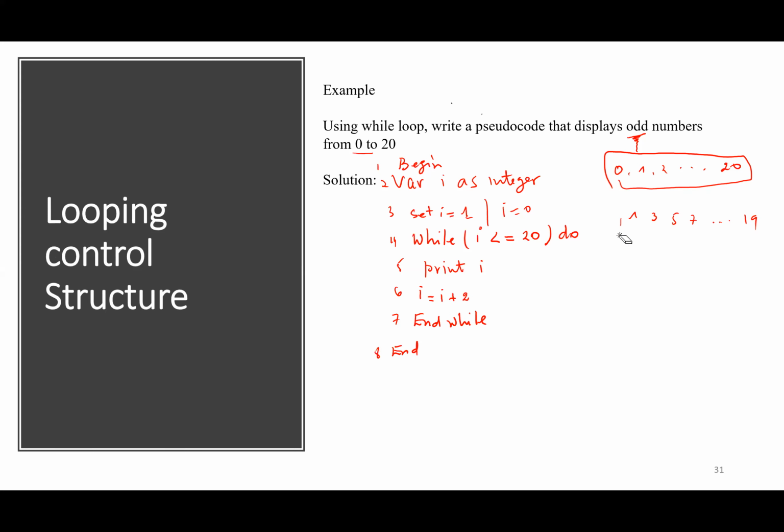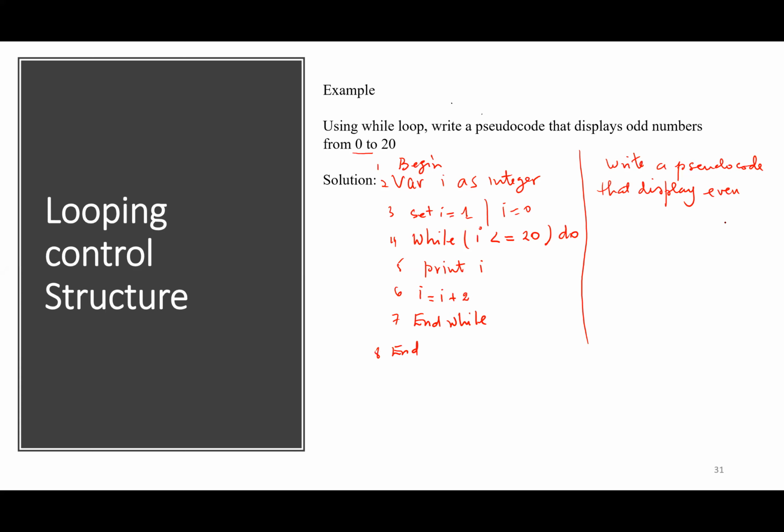Okay. I think it's clear. Now, the exercise you are going to do is to write a pseudocode that displays even numbers from 20 to 0. Not from 0 to 20, but the other way around.